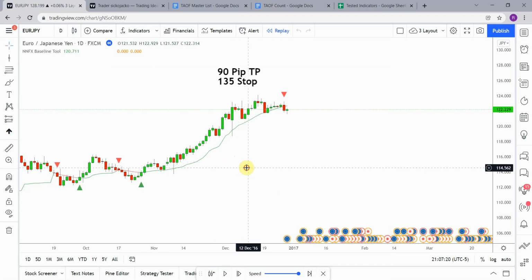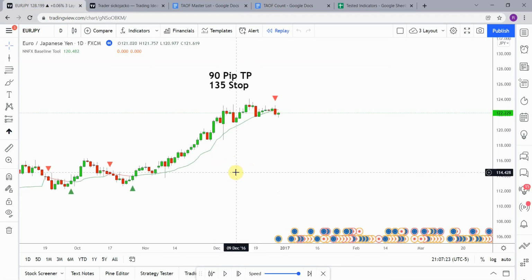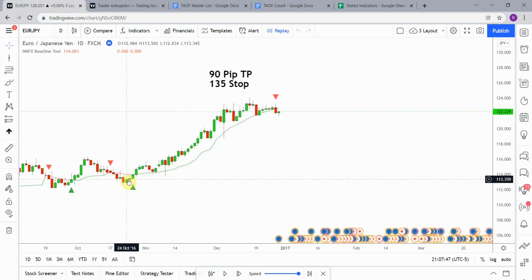Alright, so today's indicator is the NNFX baseline tool. So that is the no-nonsense Forex baseline tool. We've tested this one quite a few times before. So basically what it does is it allows you to plug in different indicators, mostly moving averages or oscillating lines, and it plots them on screen and gives these really nice red and green arrows for buy and sell signals.